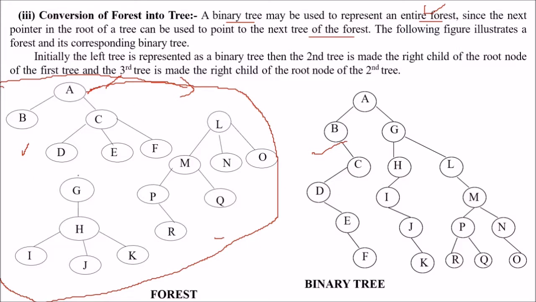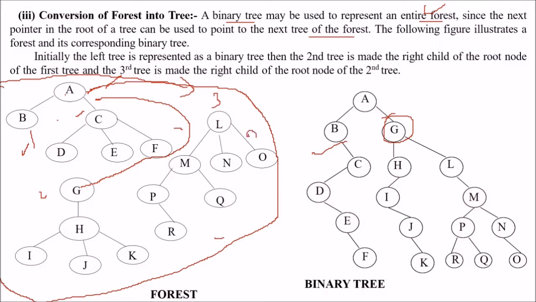We said that you have a left tree, which is represented as a binary tree. Then you have a second tree, that is L. This is made the right child of the root of the first tree. This is the first tree, this is the second tree, this is the third tree. So we are making G the child of A. Now we have H, I, J, K according to the binary formations.